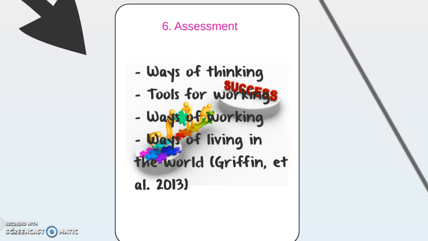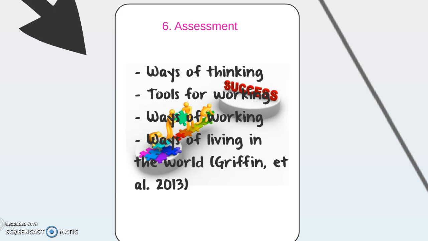So, in our new age, it's different how we see the student, the learner, and how we assess them. Griffin mentions 4 ways or 4 issues to see and to assess our students. The first one is ways of thinking. So we must know about creativity and innovation, and promote critical thinking, problem solving, and decision making in our students.